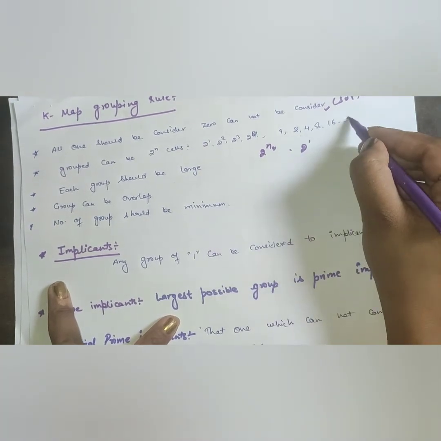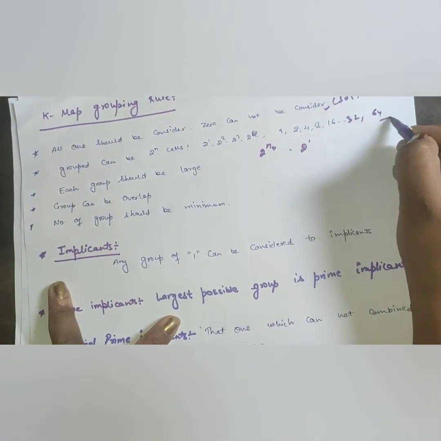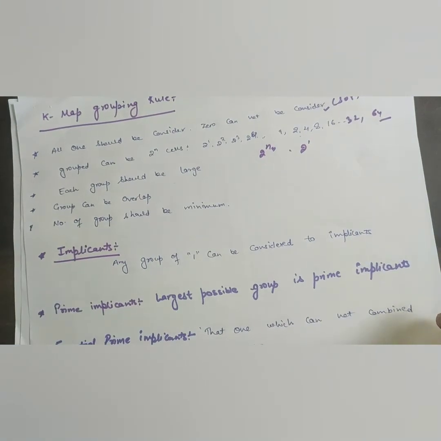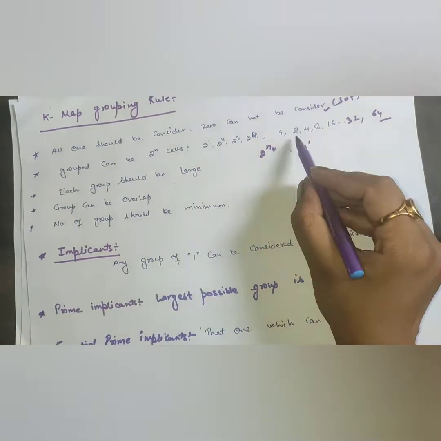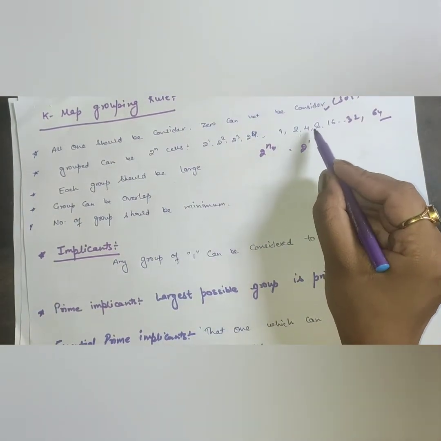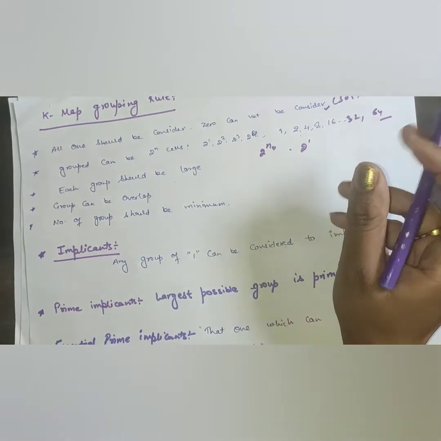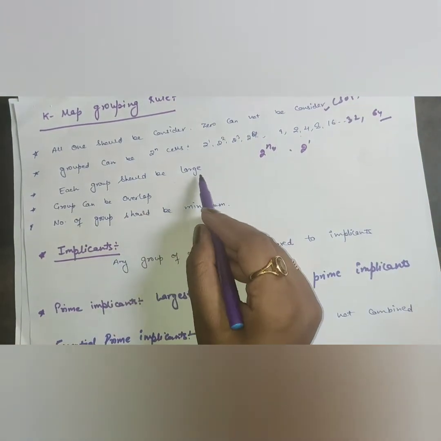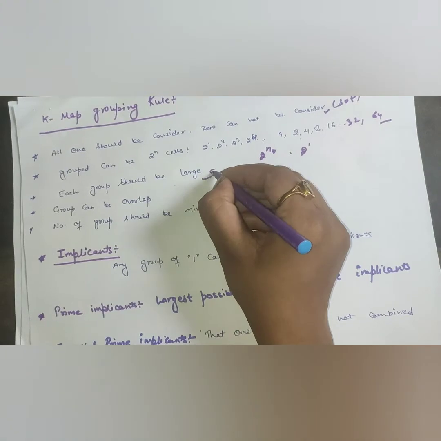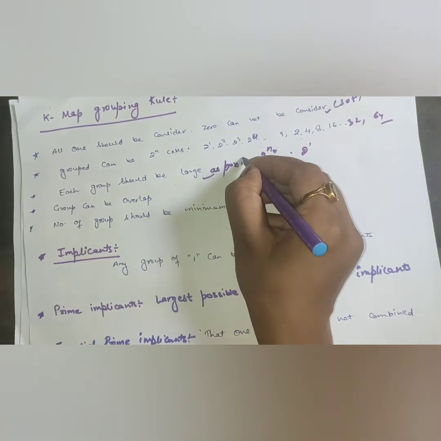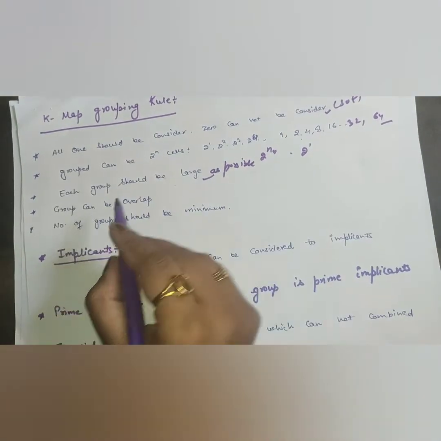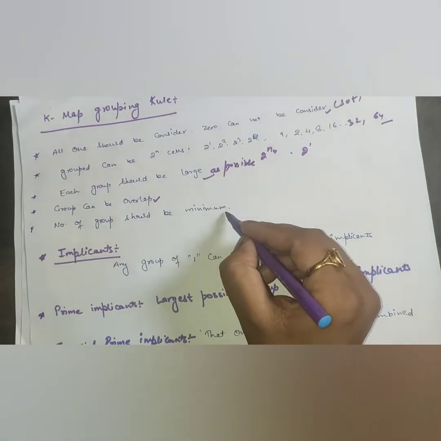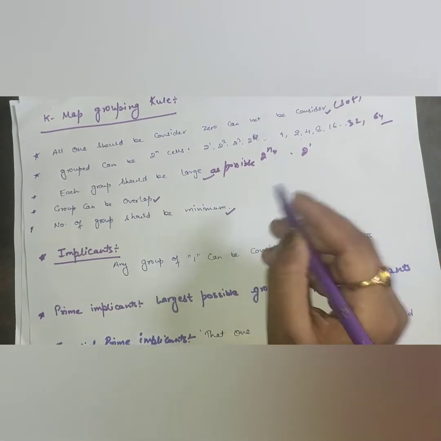Grouping can be done like 32, 64, like this. Grouping cannot be done for 3, 5, 7 and so on. Each group should be as large as possible. Groups can overlap each other. The number of groups should be minimum.